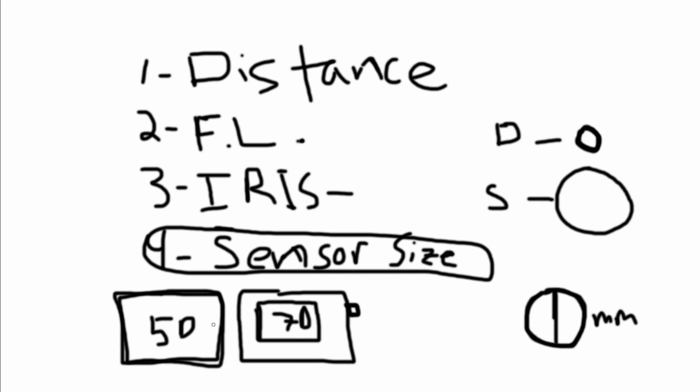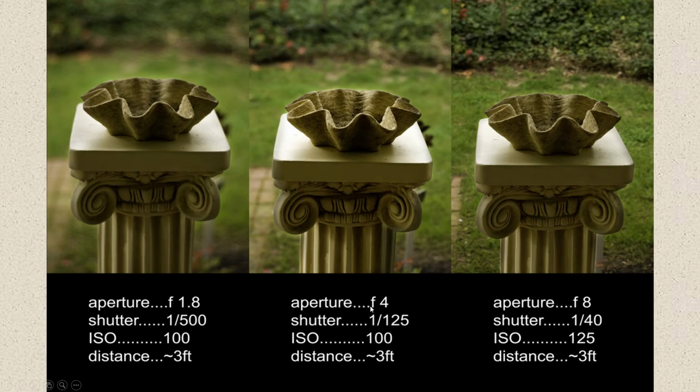So this is why people usually like the 5Ds over the 7Ds, or the 5Ds over the T3Is or T5Is or whatever. But these are the main items that affect your depth of field, and I've explained how each one, distance, focal length, iris, and sensor size, are different ways of controlling your depth of field. Now that that's explained, let's look at a couple shots here.